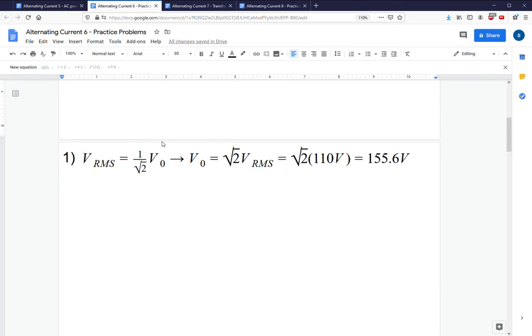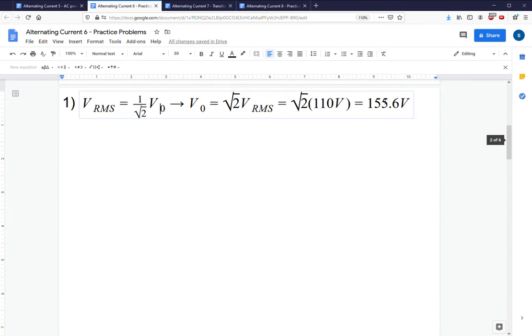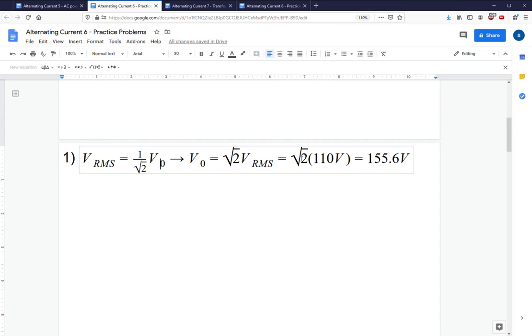So if we use how we defined RMS before, the RMS quantity is equal to the peak quantity divided by the square root of 2. This means we can rearrange the equation to say that the peak quantity is equal to the square root of 2 times the RMS quantity. So V_RMS was 110 volts. So the square root of 2 times 110 volts gives us a peak voltage of 155.6 volts.